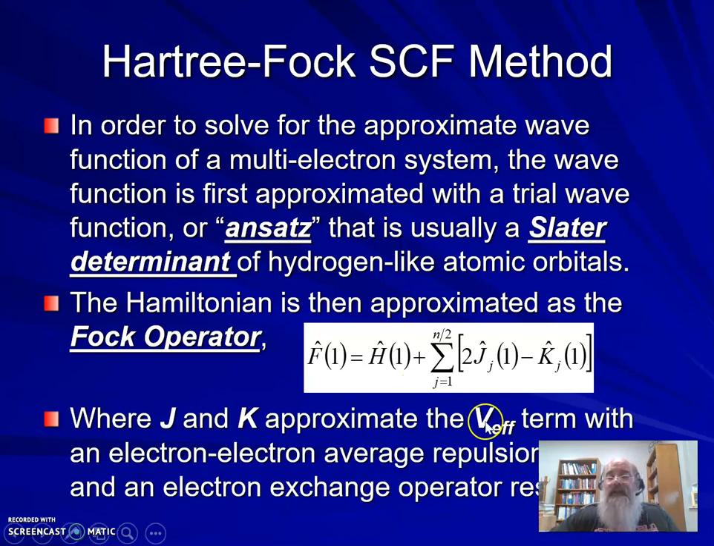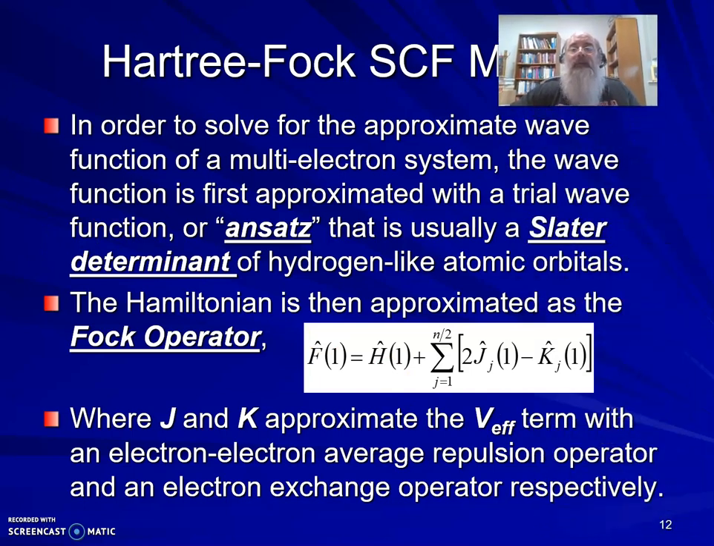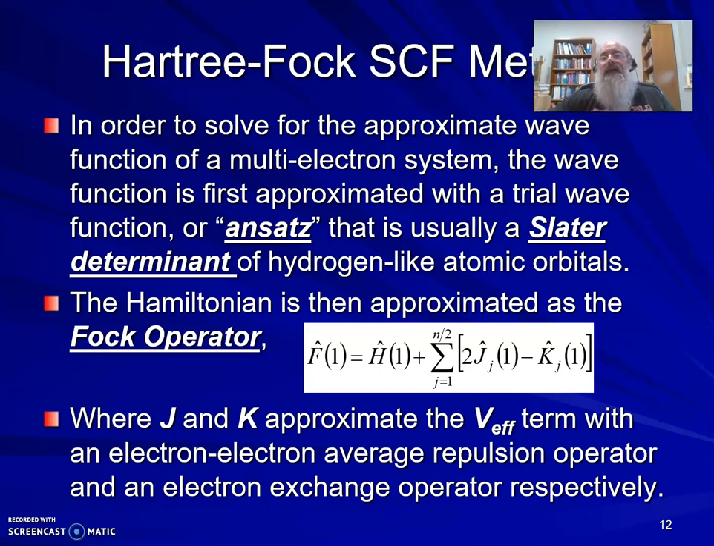The J and K, let's move my head out of the way, I'm going to block the title a little bit here, but you've seen that already. The J and K approximate the effective term that we talked about in the hydrogen atom with an electron-electron average repulsion operator and an electron exchange operator. And you don't need to know the form of those right now because we're not going to work out the mathematics. We're just talking about from a qualitative standpoint what the computer is doing in those cases.